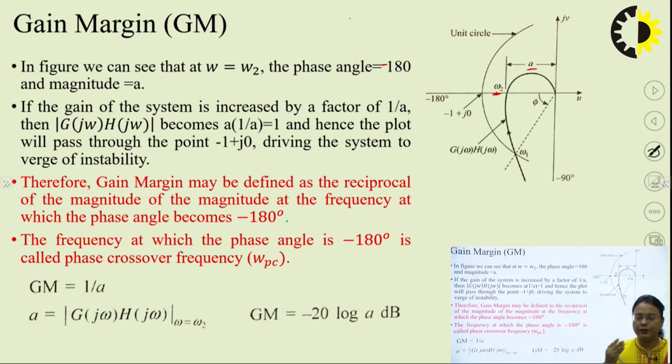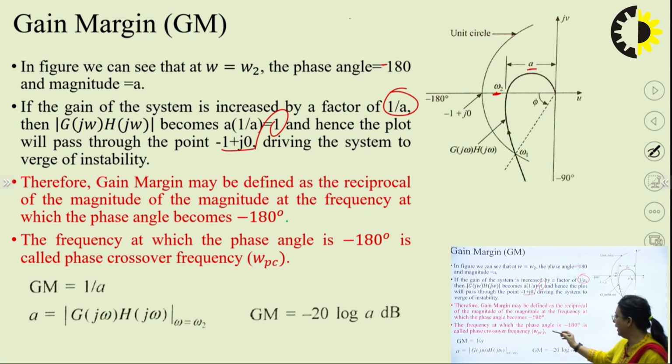Now, if the gain of the system is increased by the factor, let us say 1 by A, then what will be the magnitude? A into 1 by A, which is equal to 1. So, this plot will be passing through the point minus 1 plus j 0, which will drive the system to the verge of instability. So, we can define the gain margin as the reciprocal of the magnitude at the frequency omega pc, the phase crossover frequency, at which the phase angle becomes minus 180 degree.